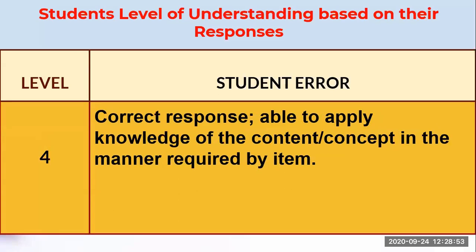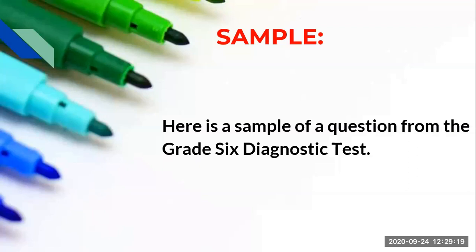The student who responds at level 4 is the student that we want to see, because this is where the correct response comes. You see now that this child is able to apply the knowledge of the content or the concept in the required manner that is set by the item. So I am going to take you a little further to give you a clear understanding as I talk about the student responses, and I'm going to use an example of a question from a grade 6 diagnostic test.